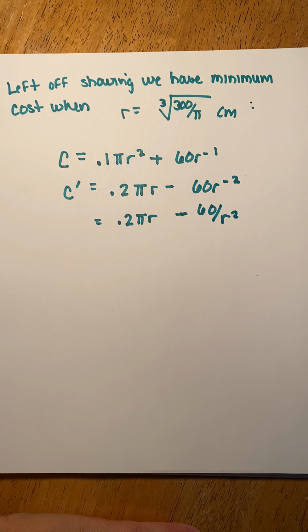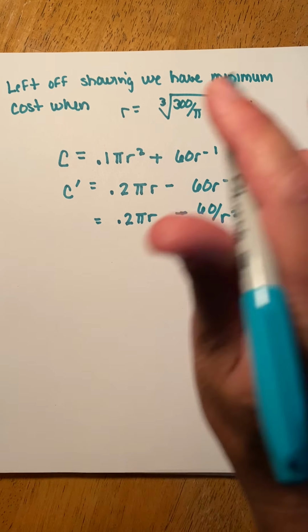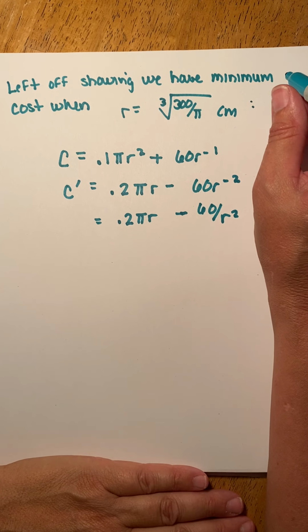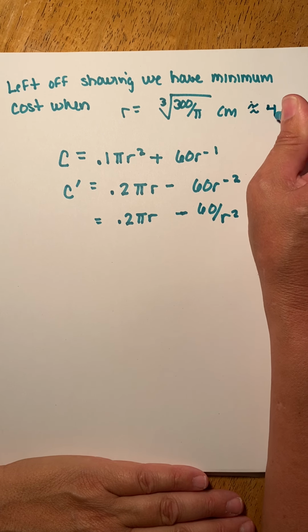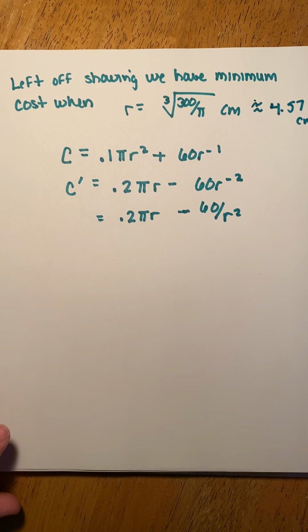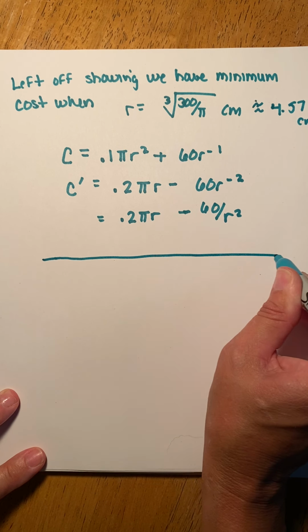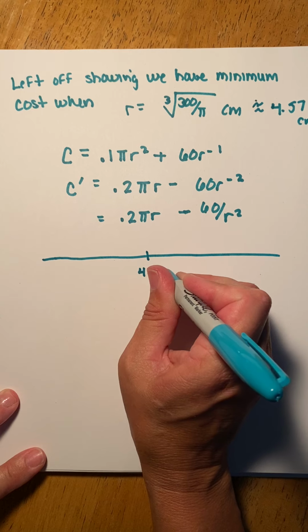So we left off showing that it seems as if we have a minimum cost when the radius of the can is the cube root of 300 over pi, or about 4.57 centimeters. All right, so we have to check that it's a minimum. We know that we can't have a minimum cost when the radius is 0 because we would have no can and it wouldn't satisfy the condition that the volume has to be 1,000 cubic centimeters. So I'm only going to check r equals 4.57.